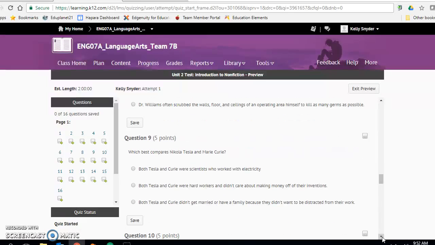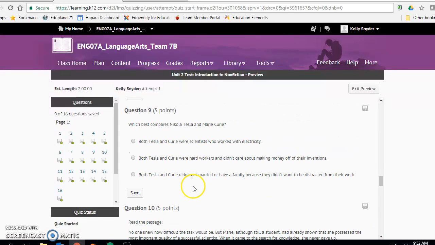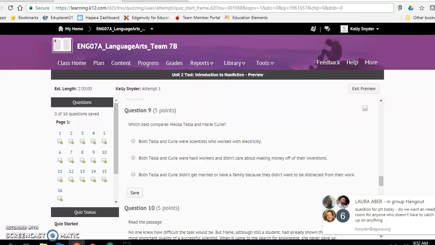Question number 9. Which best compares Nikola Tesla and Marie Curie? Both Tesla and Curie were scientists who worked with electricity. Both Tesla and Curie were hard workers and didn't care about making money off of their inventions. Both Tesla and Curie didn't get married or have a family because they didn't want to be distracted from their work.